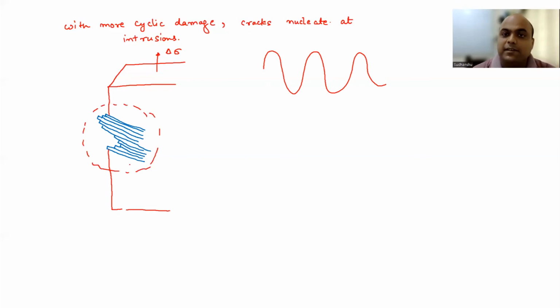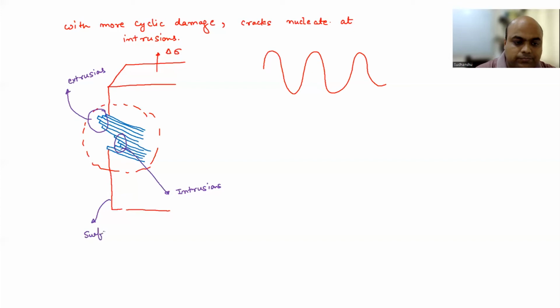And this is called persistent slip band, where you have extrusion and intrusions. So this part here, this is called extrusion. It is like extruding out from the surface. So it is called extrusion. And the part which is inside, this here, this is intrusion. So it is inside. Okay? And this is your sample surface. And the whole thing here is your persistent slip band.